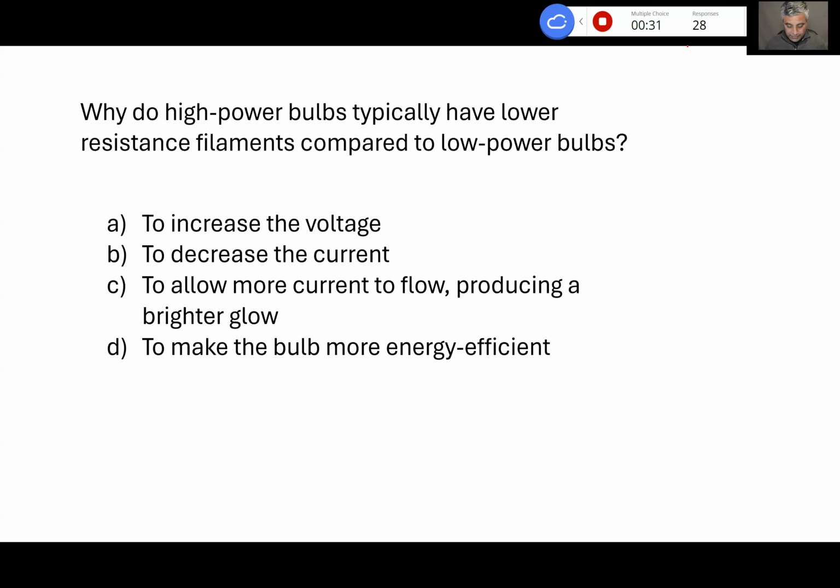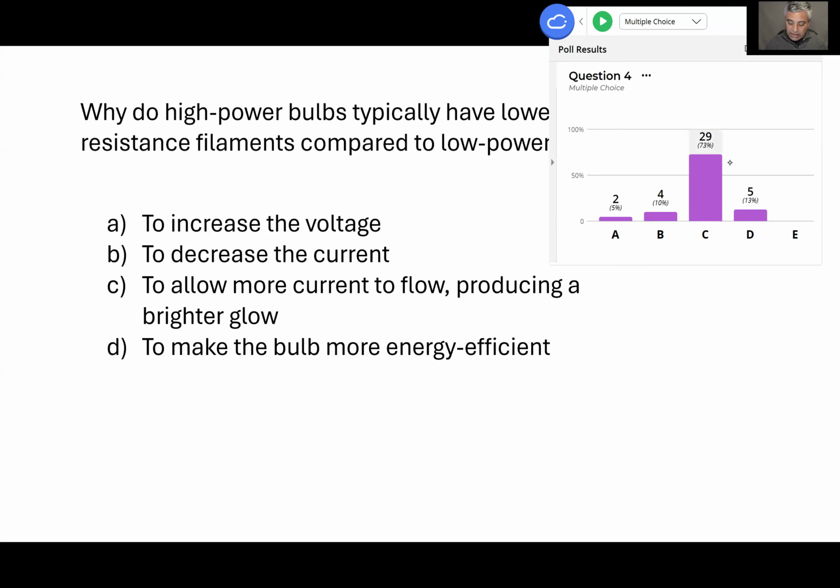Thirty more seconds. Five more seconds. Now 5 more seconds. 5, 4, 3, 2, 1, and it stops. Okay, let's see what we got.